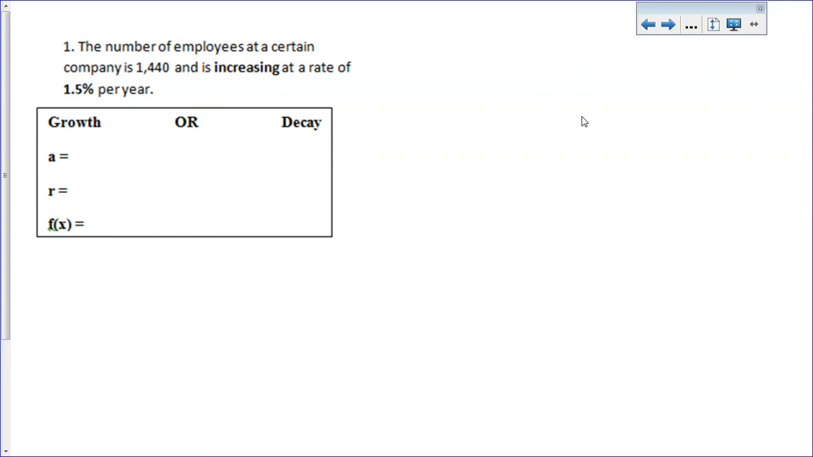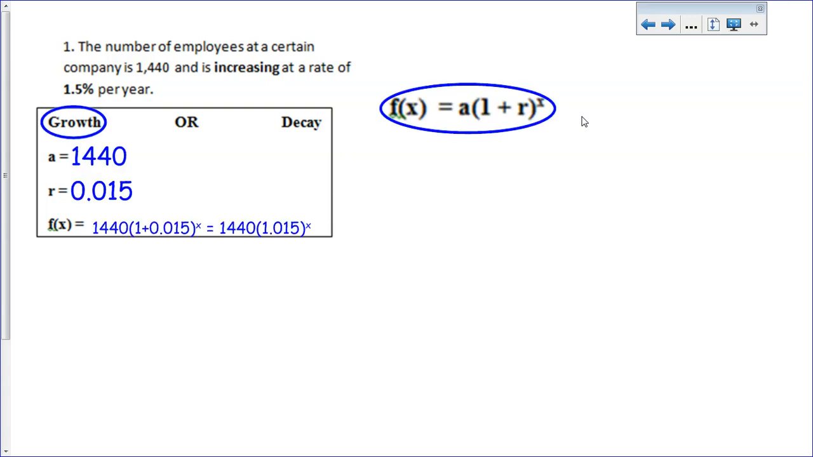All right, so here's your first problem off your guided notes page. You have 1,440 employees at a company, and that number is increasing 1.5% every year. This would clearly be a growth, so you would use this formula here. The value of A is always how many you start with. The value of R is your rate of increase or decrease converted to a decimal. So 1.5% as a decimal is 0.015. You take that 1.5 and divide by 100.